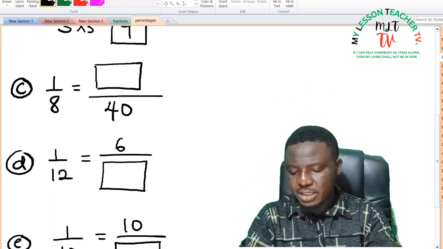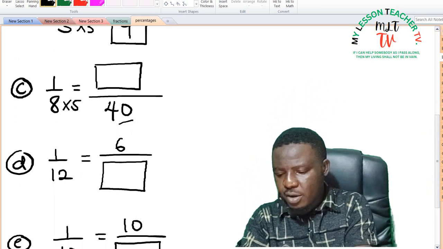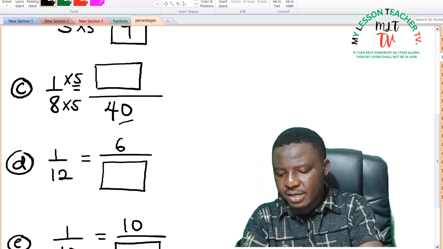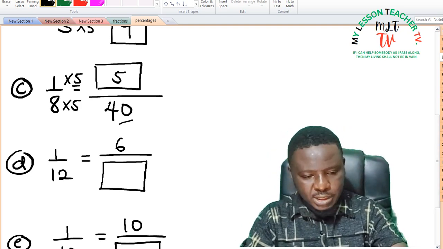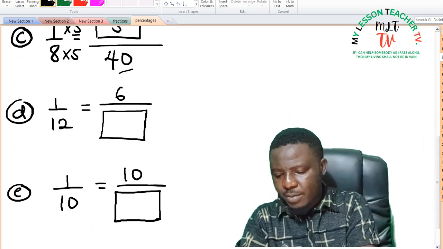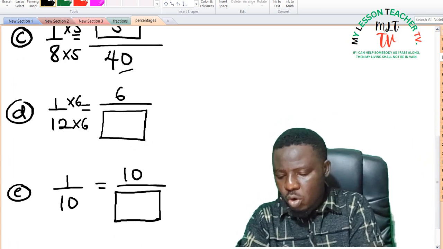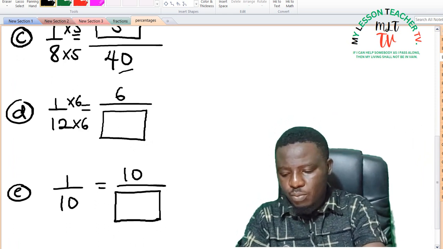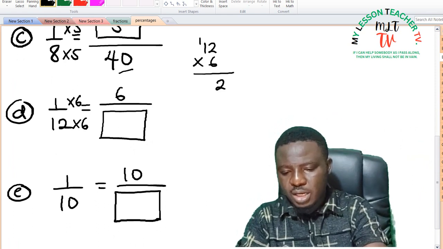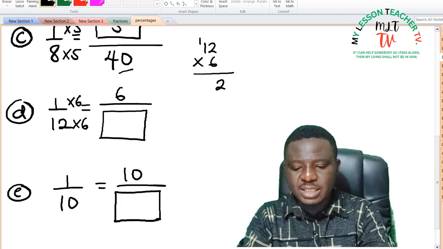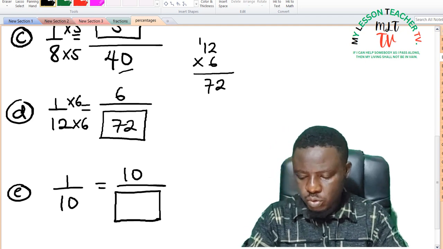C, you have 1 over 8. Also divide 40 by 8, it gives you 5, and this is times 5. You also multiply the numerator by 5, that gives you 5 over 40. For D, 6 divided by 1 is 6, so it therefore means that the numerator has been multiplied by 6. You also multiply the denominator by 6, and when you multiply 12 by 6, 2 times 6 is 12, you write down 2 and carry 1. 6 times 1 is 6 plus 1 is 7. So your answer is 72.